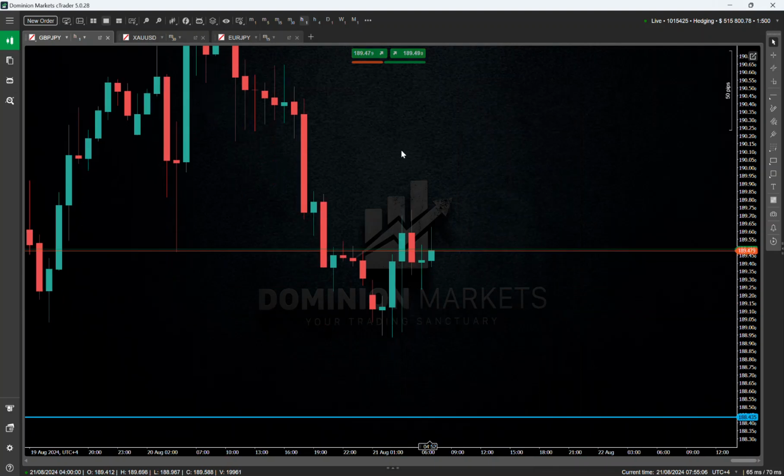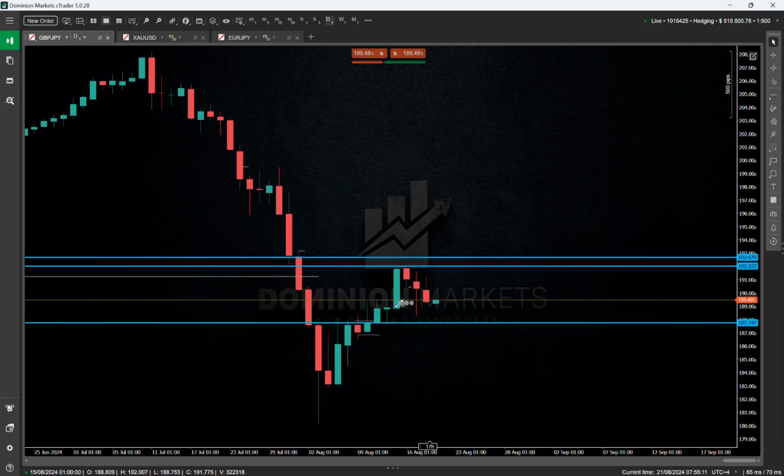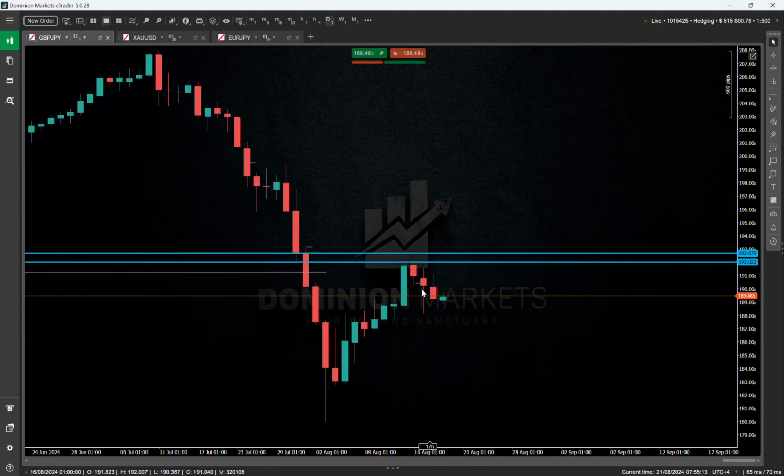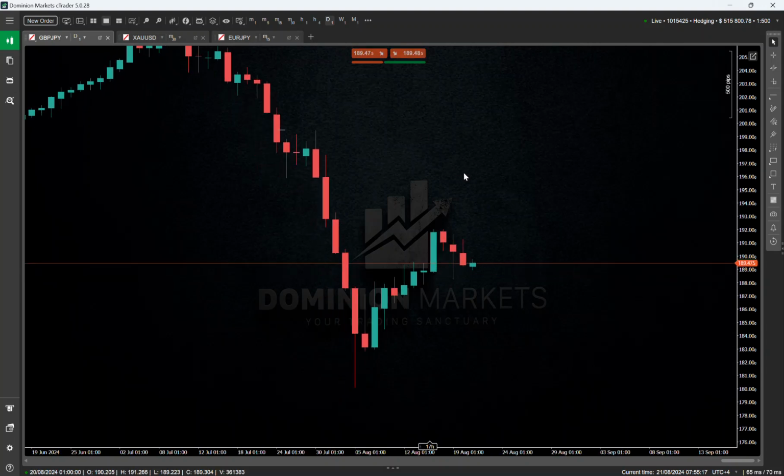Let's do this. Okay, Pound Yen, daily. Wow, on the daily we have to remove all these zones here and do some fresh analysis. This is something very important we need to do every day. Fresh analysis is the name of the game. All right, let's go.